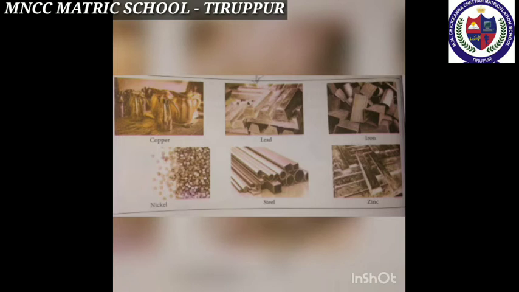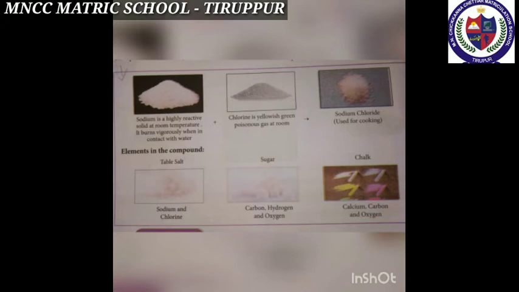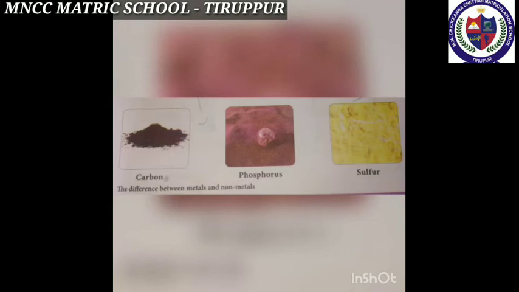Metals are generally hard and shiny elements. Sodium is one of the exceptions as it's soft. All metals except mercury are solid at room temperature. Mercury is the only metal that is liquid at room temperature. Metals are malleable, can be bent or beaten into sheets. They can be drawn into wires. They are good conductors of heat and electricity. Copper, lead, tin, nickel, iron, zinc, gold, magnesium and calcium are examples of metals.